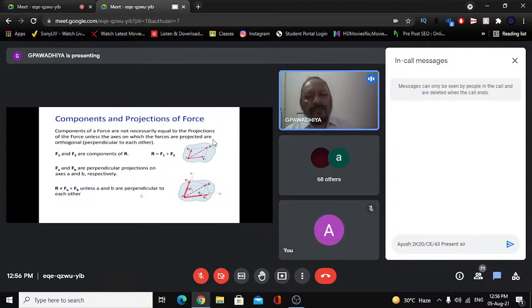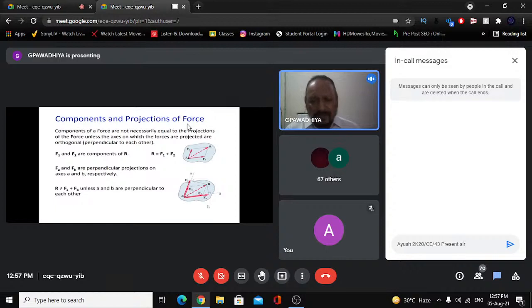So here basically we have discussed the components of force R, which can be determined along any two directions that might not be orthogonal. Here F1 and F2 are defined as the components. Now in this figure there are two other forces, FA and FB. FA has been obtained by dropping a normal from the head of R onto the line of action of F1, and FB has been obtained by dropping a normal from the head of R onto the line of action of F2.